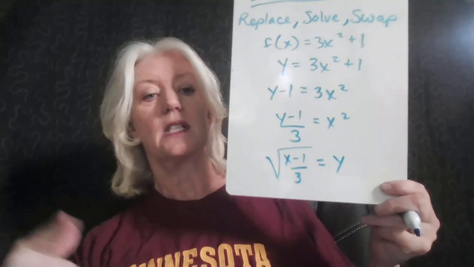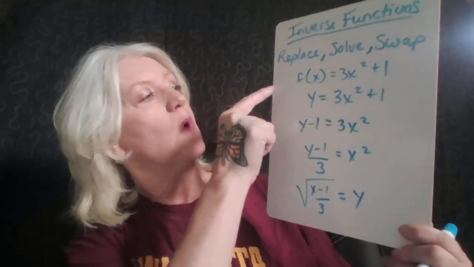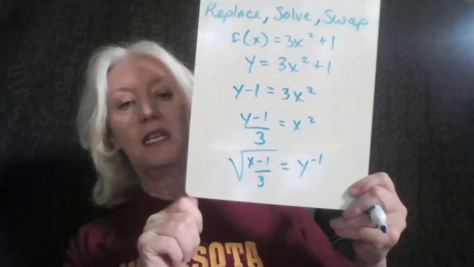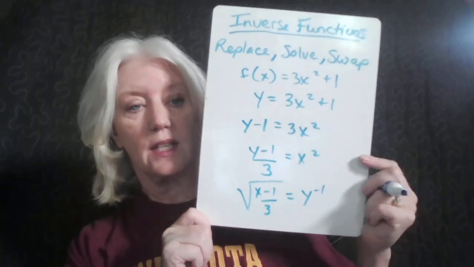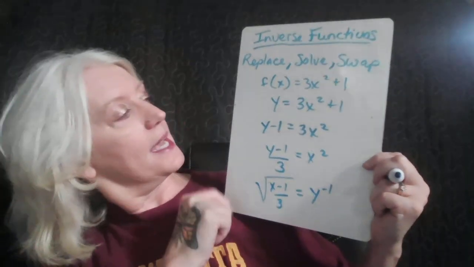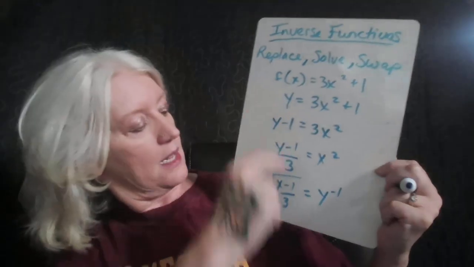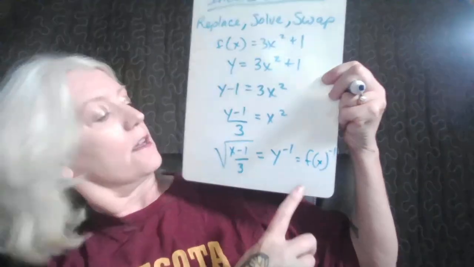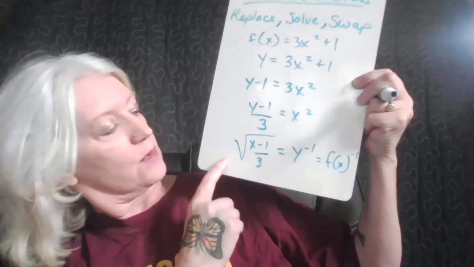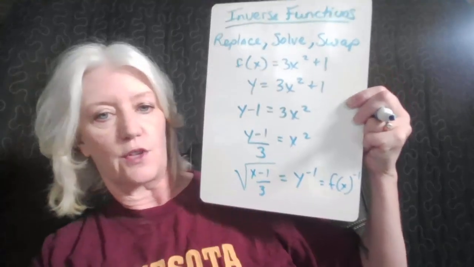But since I don't want it to be y, because we already knew what y was, we have to say y negative 1. That means inverse. So basically you can go ahead and put it up here as well. You can say y negative 1 is the same thing as f of x negative 1. So that says the inverse function of x equals the square root of x minus 1 over 3.